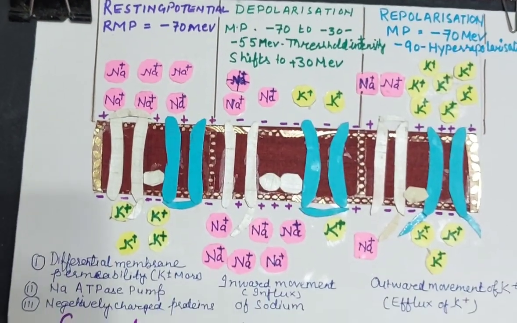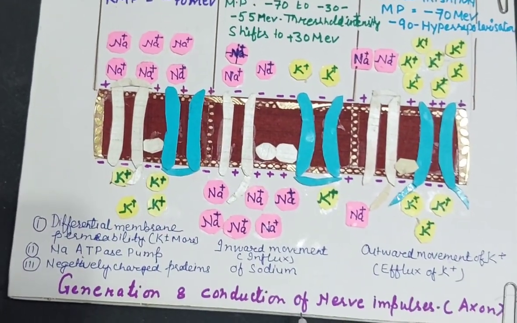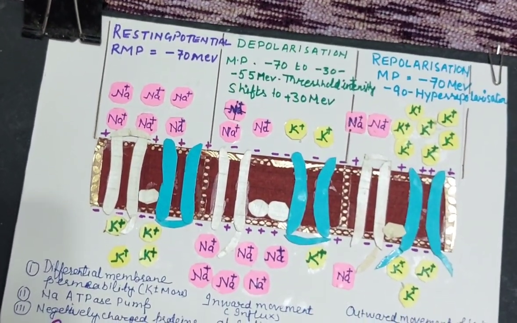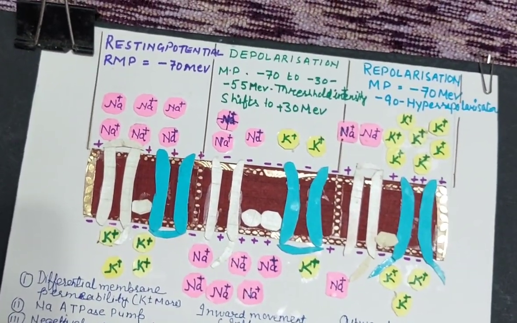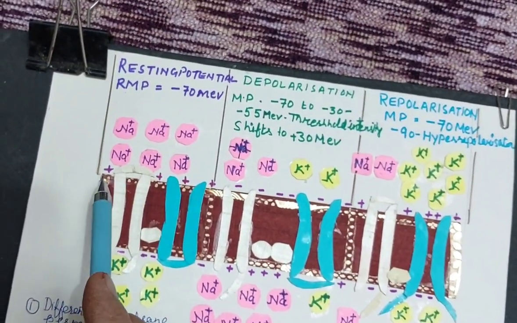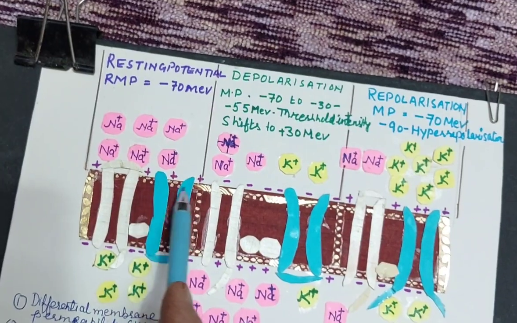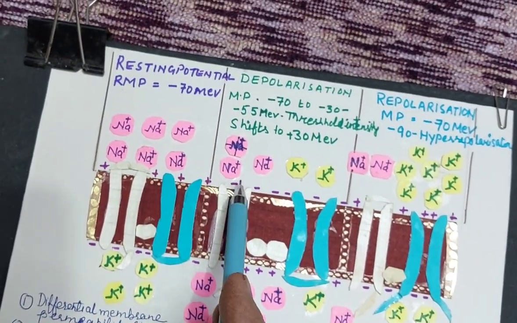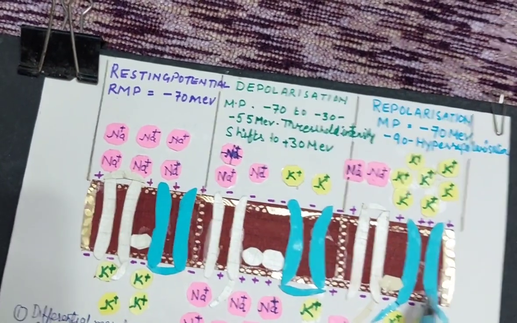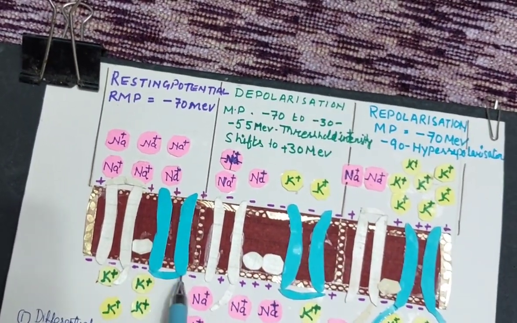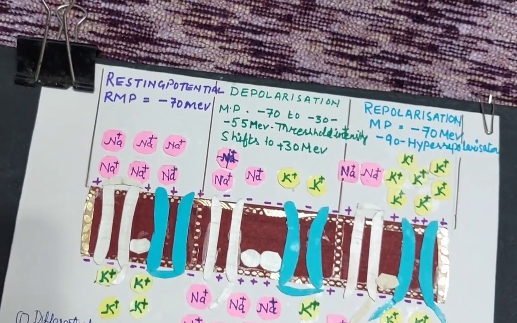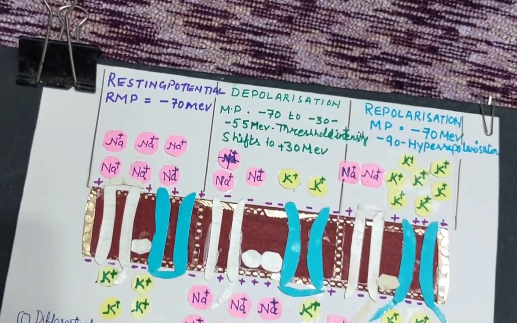Students, today we will study the generation and conduction of nerve impulses. You know that nerve impulses are conducted through the axon, and the axon has a membrane outside, which is called the axolemma. Inside the axon, the axoplasm is filled. I have shown here the membrane, and the axoplasm is filled, and then again the complete membrane is present.